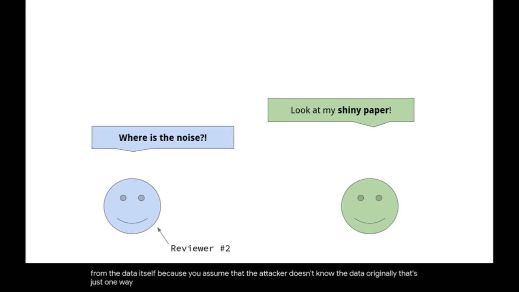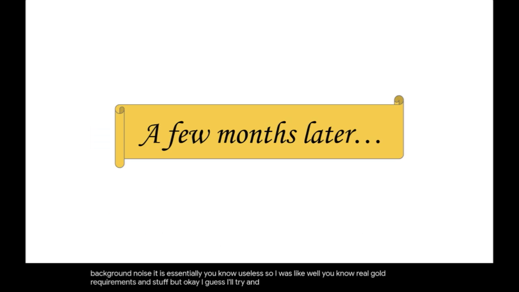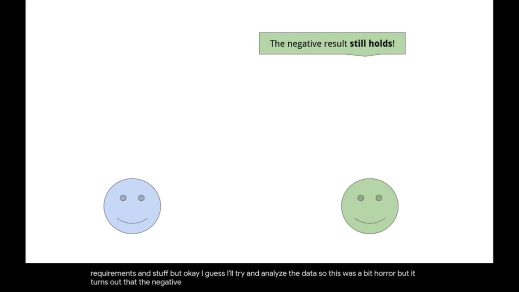That's just one reviewer out of four who picked that up on the paper. But nonetheless, the fact that you have an impossibility result on an algorithm when you're not even adding noise is essentially useless. So I was like, well, real-world requirements and stuff. But OK, I guess I'll try and add noise to data. So this was a bit harder, but it turns out that the negative result still holds.